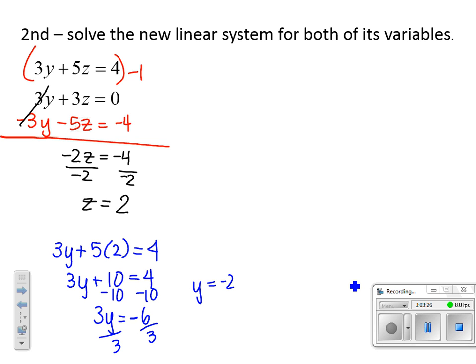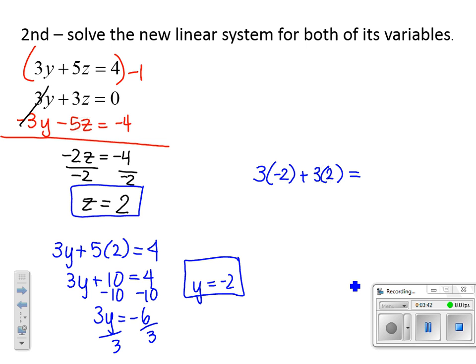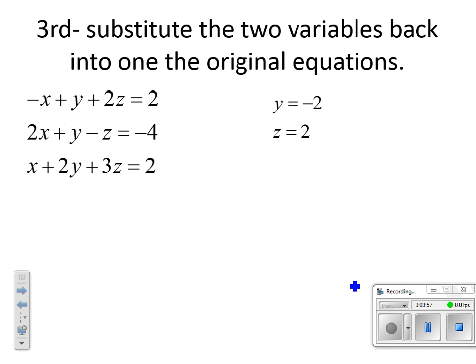Now, just to be on the safe side, I'm going to plug it into the other equation just to make sure that my two variables that I did find are accurate. So I'm going to take 3 times negative 2 plus 3 times 2, and check to make sure that equals 0, and negative 6 plus 6 does equal 0. So those two variables do work for those two equations, so hopefully we are on the right track. And now that we have a z and a y, I need to find my x.